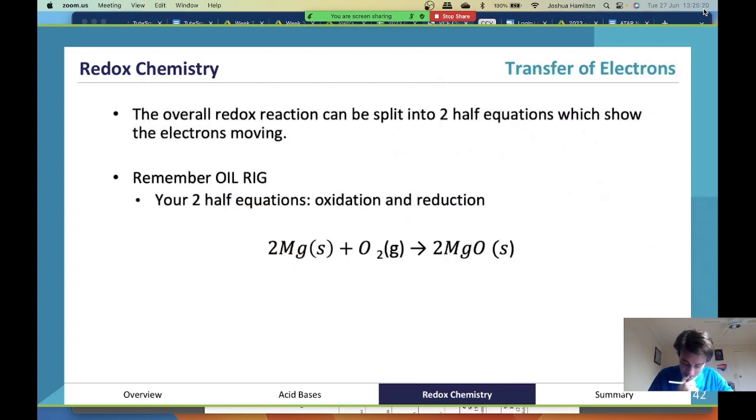So the overall redox reaction, as you can see here, has magnesium solid plus oxygen gas goes to MgO, and can be split into 2 half reactions, which show the electrons moving. Remember OIL RIG? There are 2 half equations. We have oxidation and we have reduction. Remember that general formula that I showed you? The general formula all the way back here.